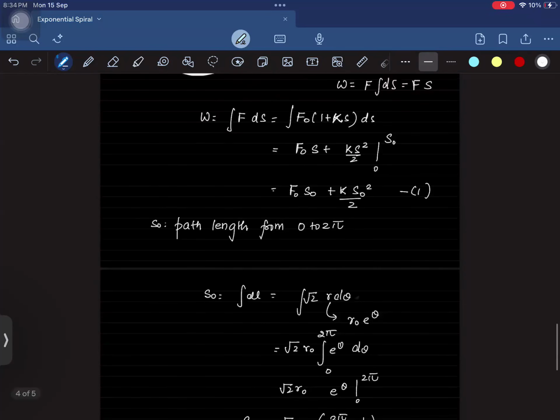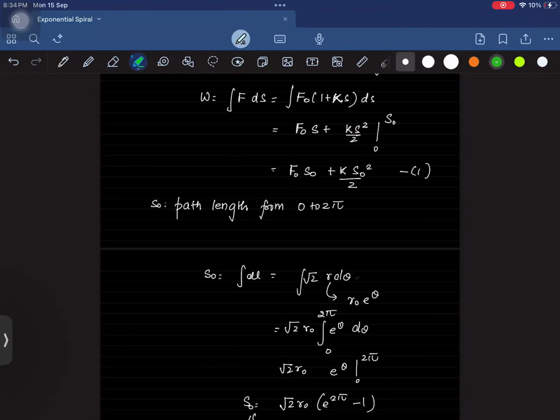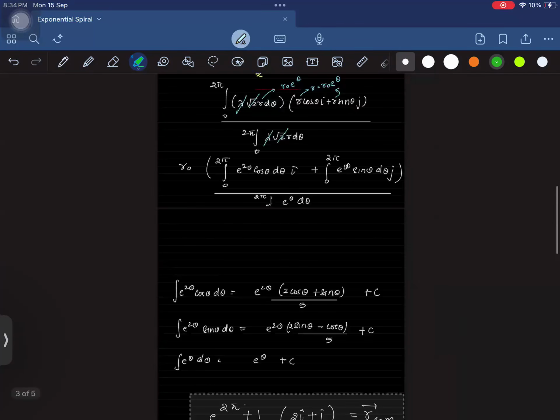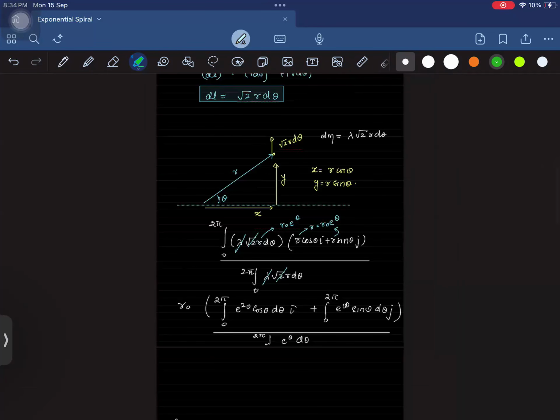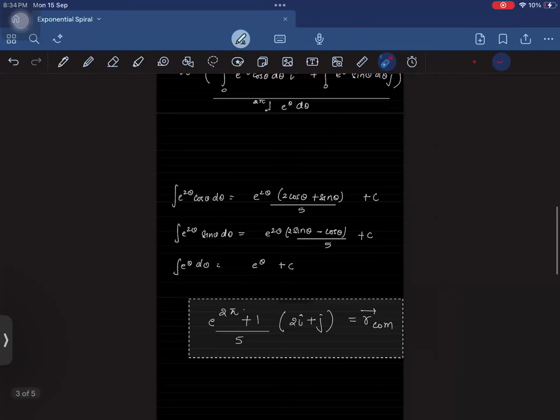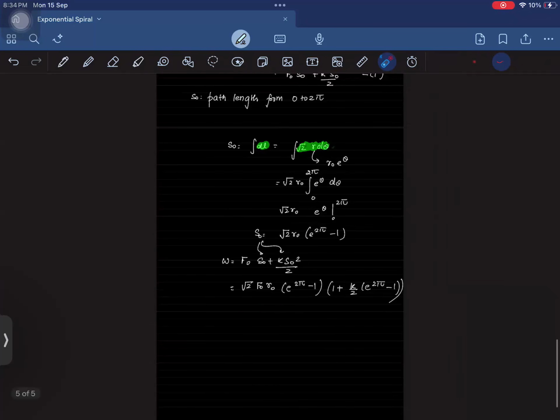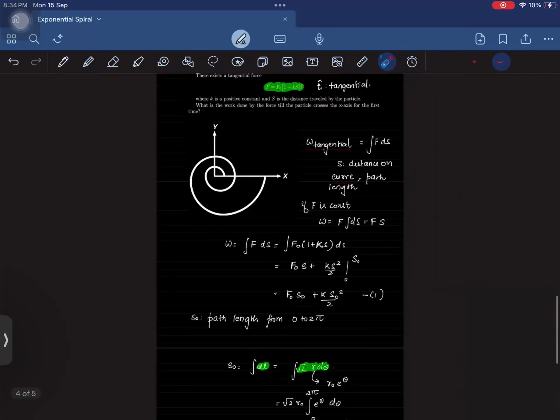But again, the main idea is that the small element has the length not r d theta, but root 2 r d theta. In fact, in the first question, you might get the correct answer by the wrong method also if you don't include this root 2 term, because this root 2 term will get cancelled in the numerator and the denominator. But in the next question, this root 2 term becomes very, very important, and therefore it comes in the answer also.